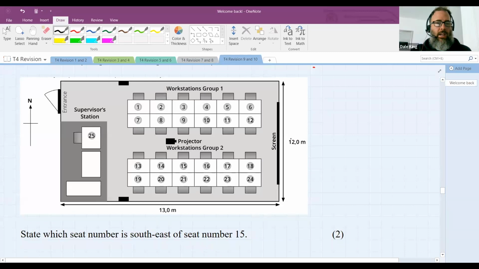Number one, nice and easy. State which seat number is southeast of seat number 15. You could all put that in chat. Which seat number is southeast of seat number 15? Everyone should be getting this one. Find seat number 15. Which seat is southeast of it?